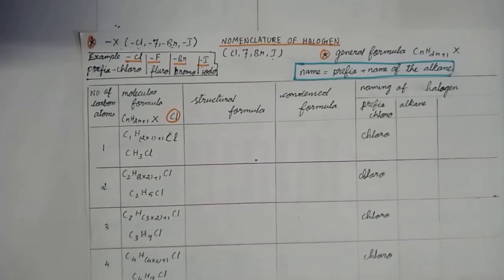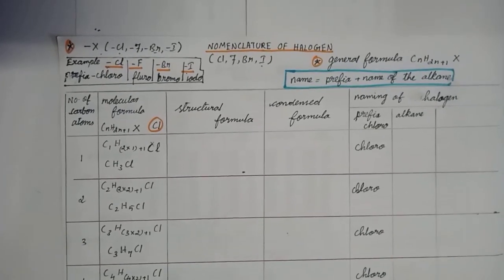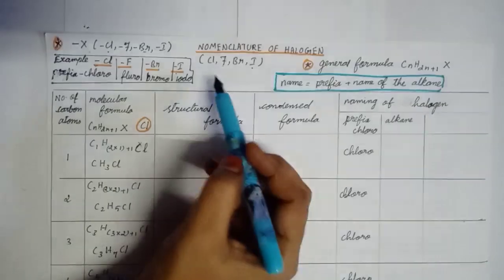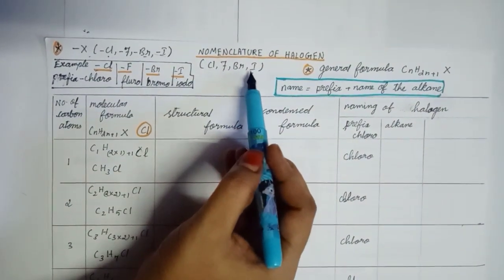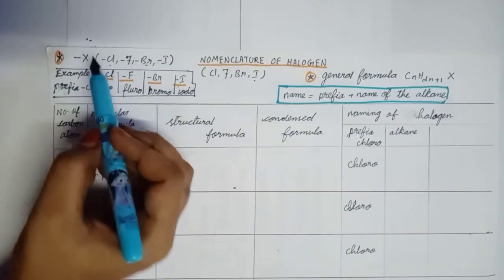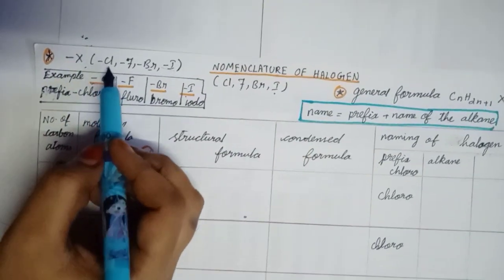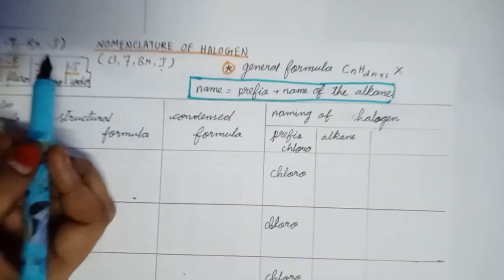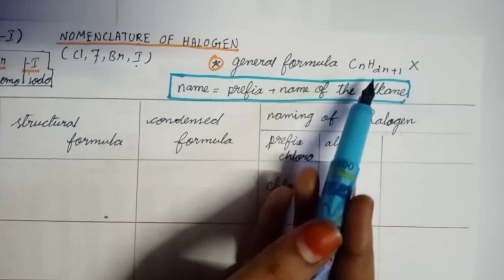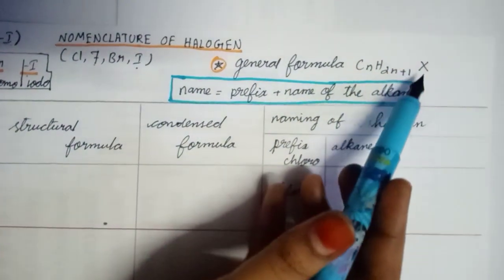Hi student, in this part we see about nomenclature of halogen. Halogen means it contains chlorine, fluorine, bromine and iodine. It is denoted simply by a single bond to X. That X may be chlorine, fluorine, bromine or iodine. The general formula is CnH2n+1X.